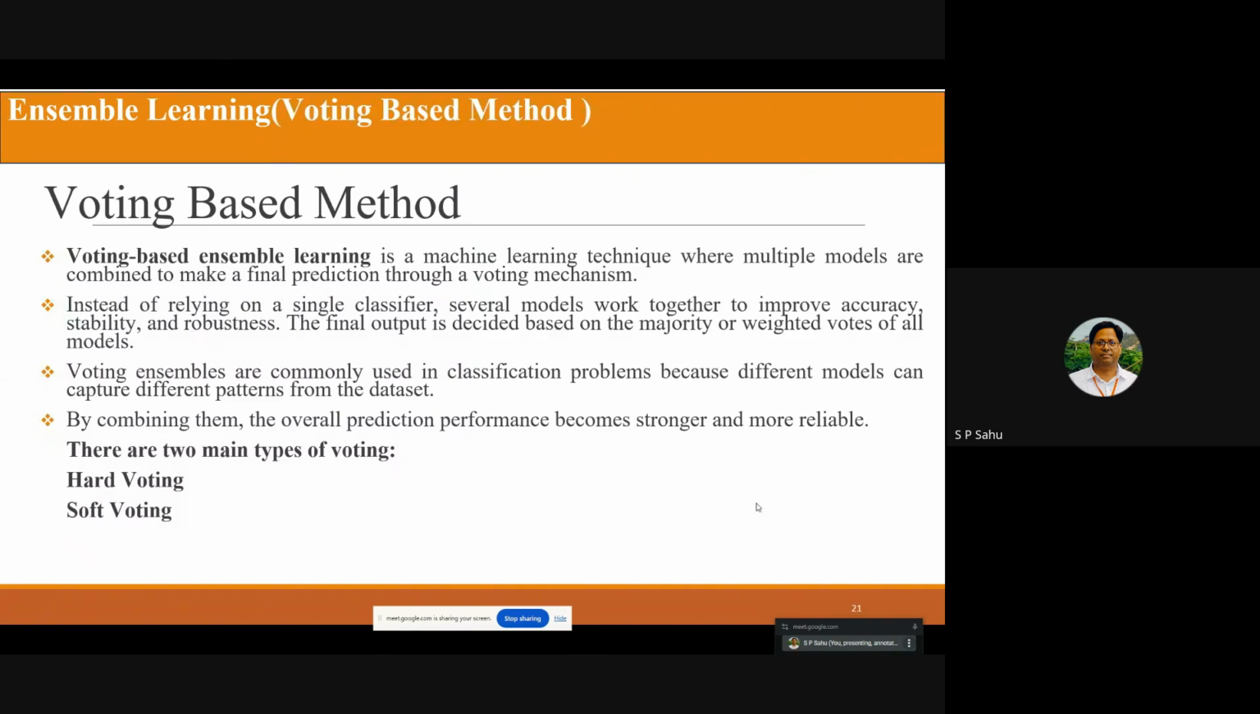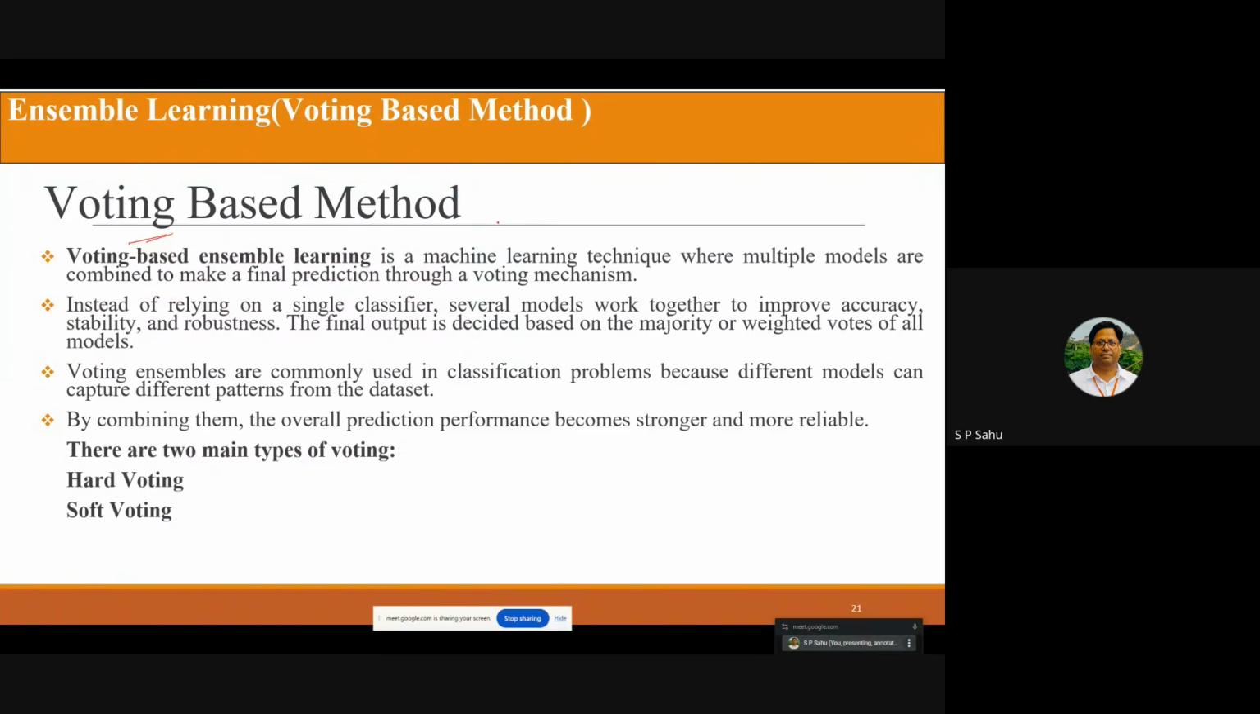So now coming to the voting based method. We have already seen the types of ensemble, either a bagging method, boosting method, or stacking method, and based on that we may use voting. Voting is used for classification and averaging for regression. So we are talking about classification right now.